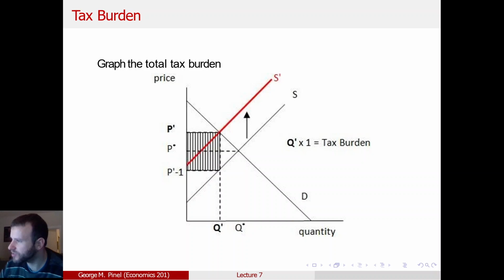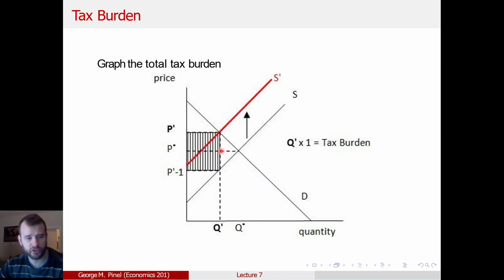That leaves these two triangles here that are unaccounted for. This is what we call the deadweight loss. We saw deadweight loss with the price controls. Similarly, there's deadweight loss when you have a tax. By shifting from Q star, the old equilibrium quantity, to Q prime, the new equilibrium quantity, we have decreased the number of total transactions in the market.